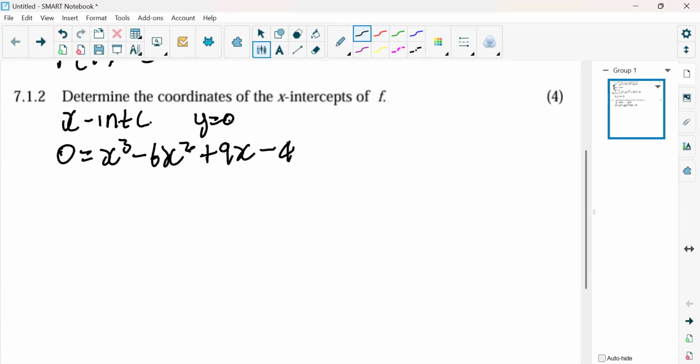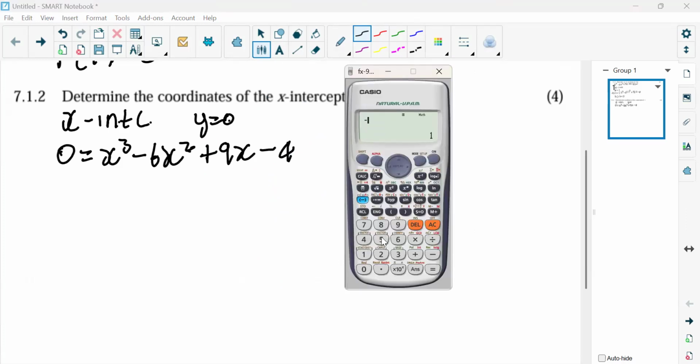Now, you shouldn't be shy here, guys, to test this. So you can say from minus 5 to positive 5. Let's see. We start from minus 5, and we end at 5.